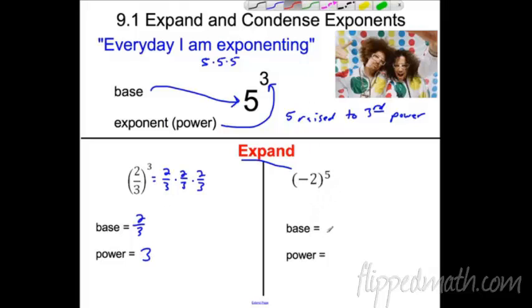How about here? Can you look at the base of this one? Sure. The base is -2. It's in the parentheses. What's the power? It's the fifth power. If I want to expand this out, it's just going to be -2 times -2 times -2. I hope I have enough room. Times -2 times -2. So we're going to do a lot of repeating, a lot of expanding. Let's get excited. Here we go.